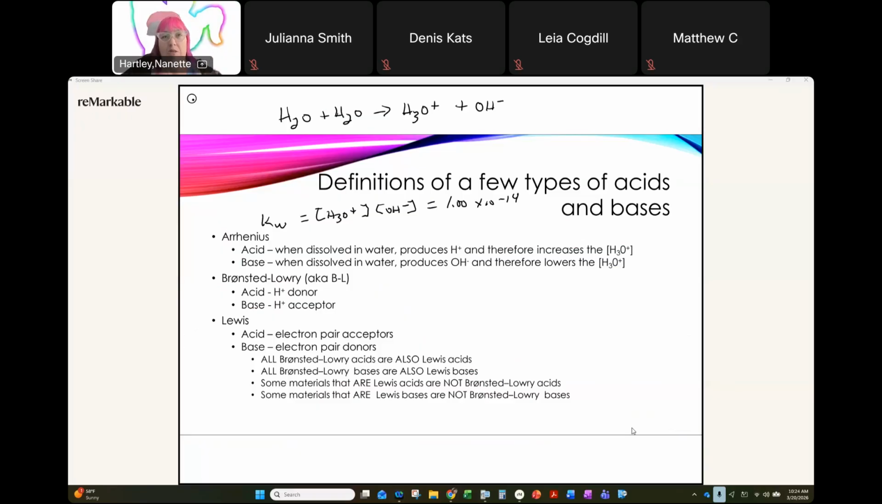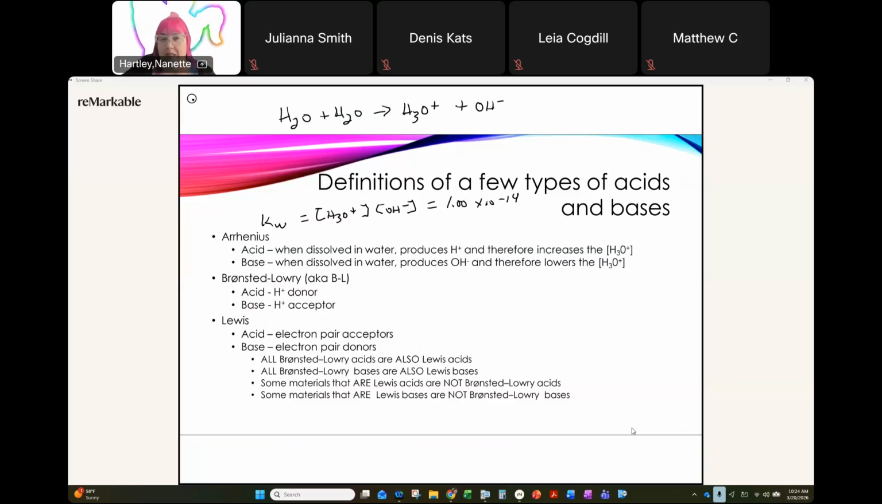Now, when we talk about the Bronsted-Lowry, I list that as B/L because it takes a lot less time to write. Our acid is still an H plus donor. Our base is an H plus acceptor. And then we get into our Lewis acids and bases. And the definitions here are a bit different. We're no longer talking about H plus in really any way at all. We're talking about electron pair acceptors versus electron pair donors.